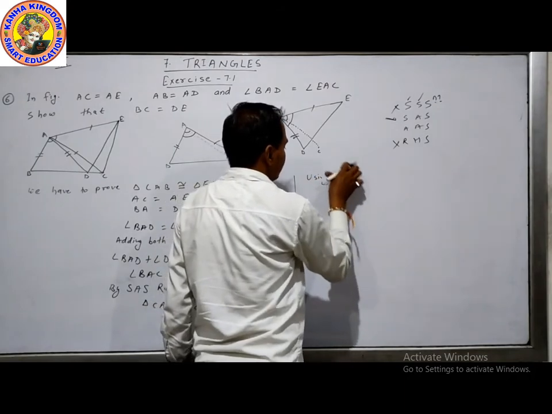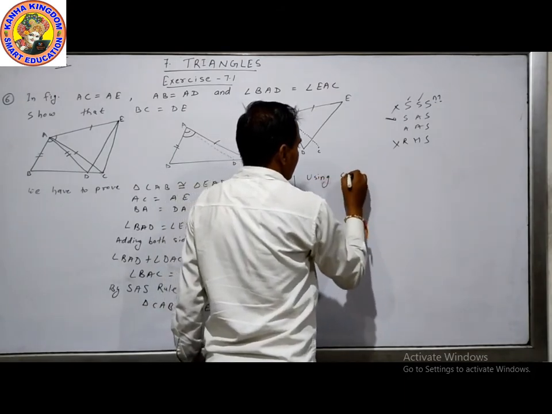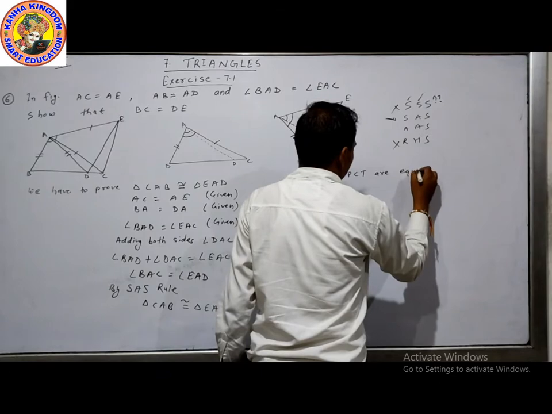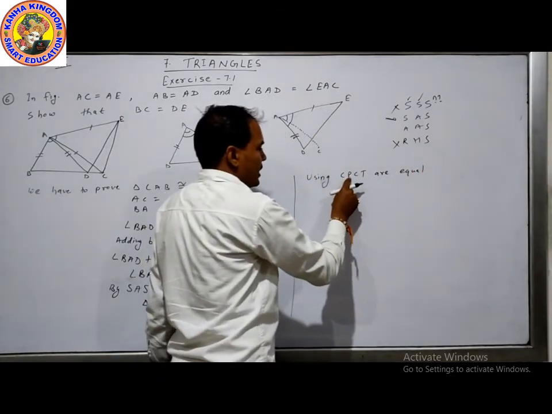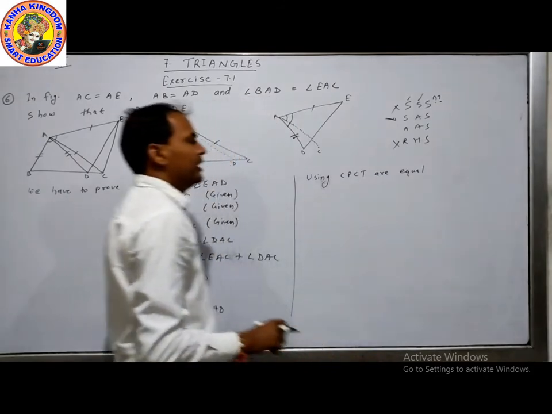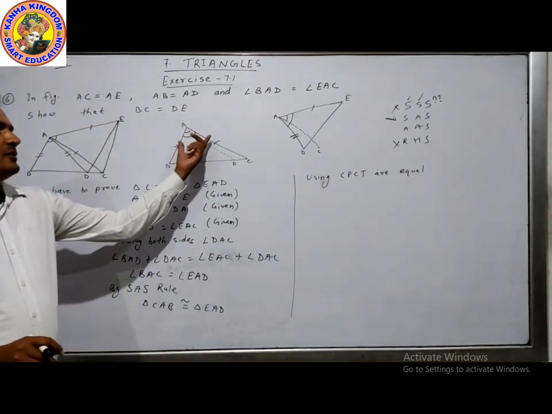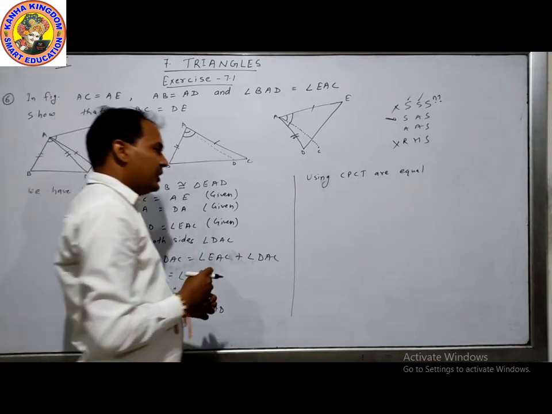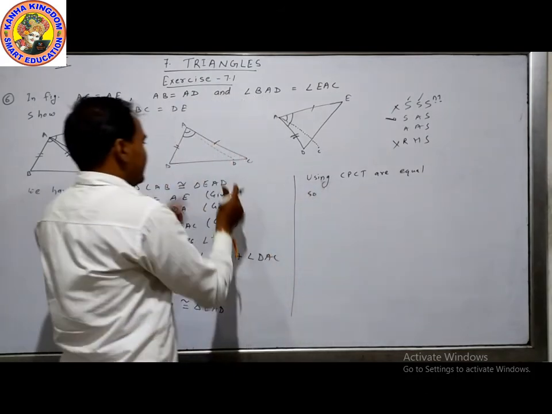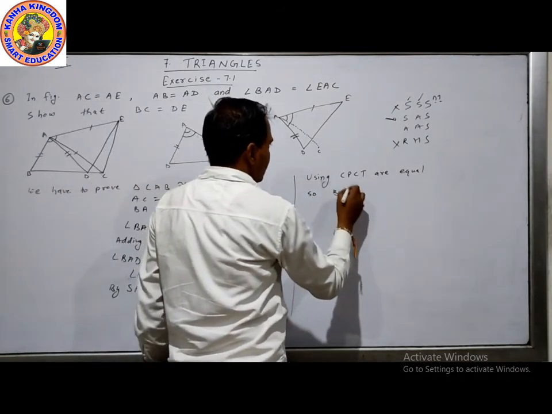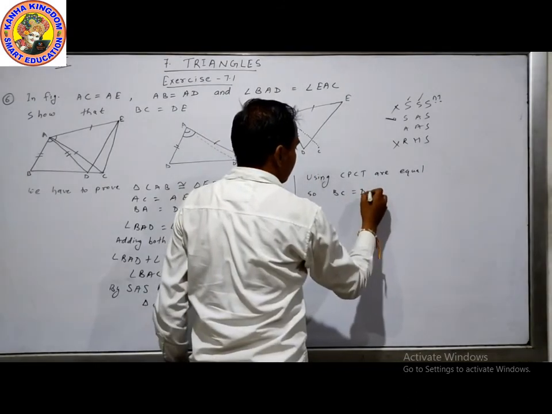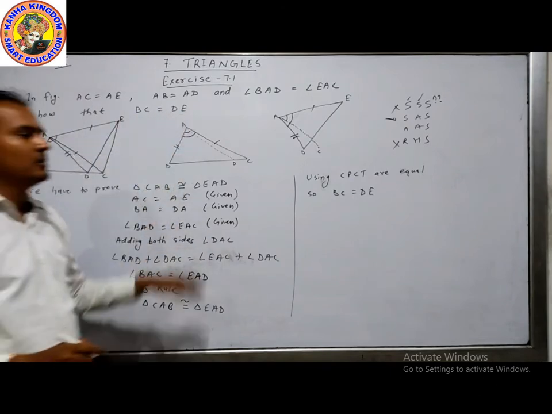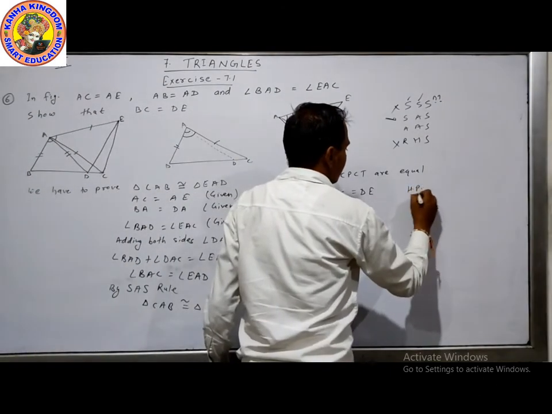Now these two triangles are congruent, so using CPCT they are equal. Corresponding parts of congruent triangles are equal. In this diagram we have two sides equal. By congruency, the third side is also equal. Which third side? BC and DE. BC and DE are equal, so BC is equal to DE. Hence proved. This is our question.